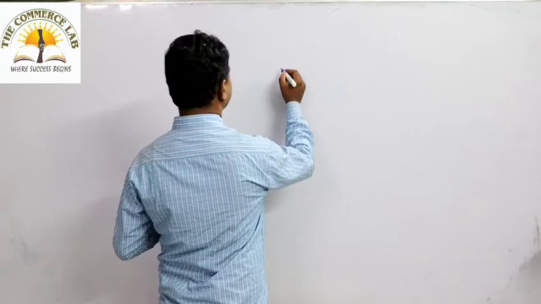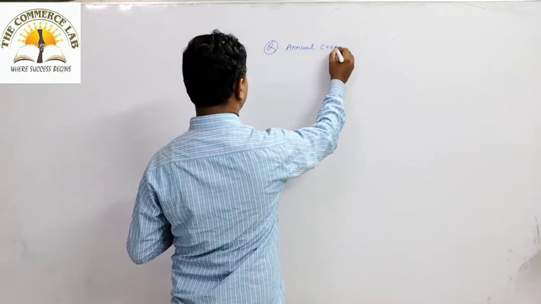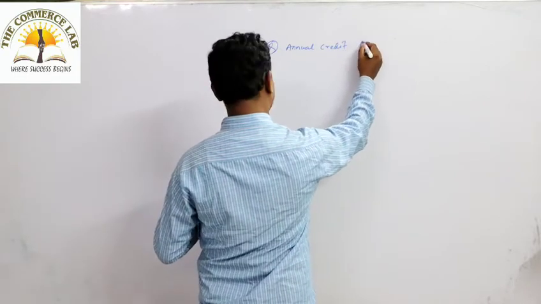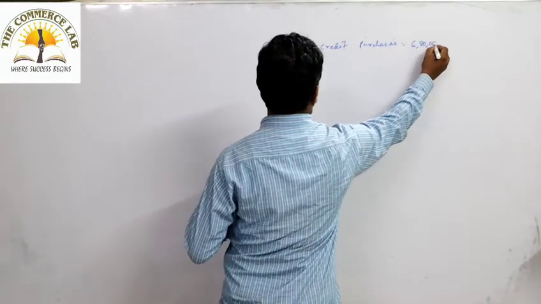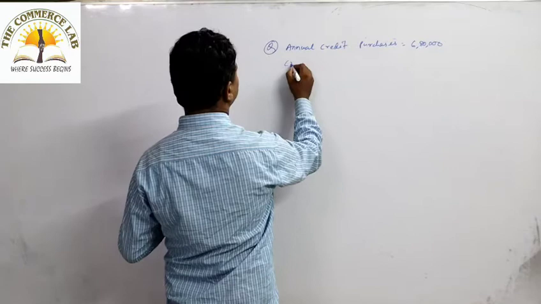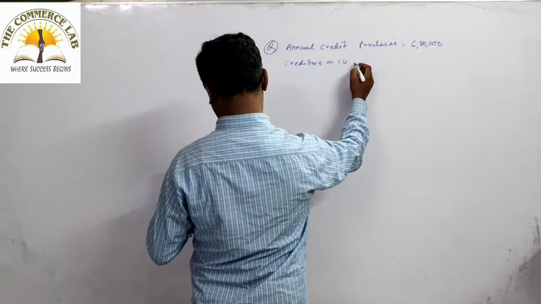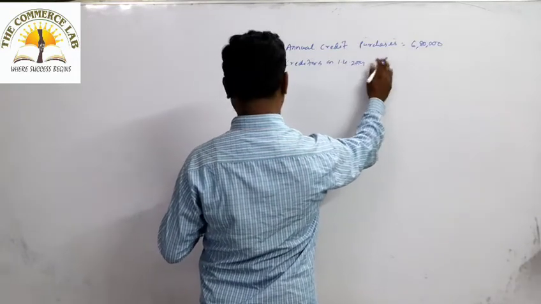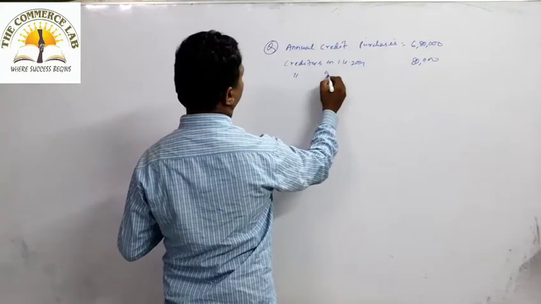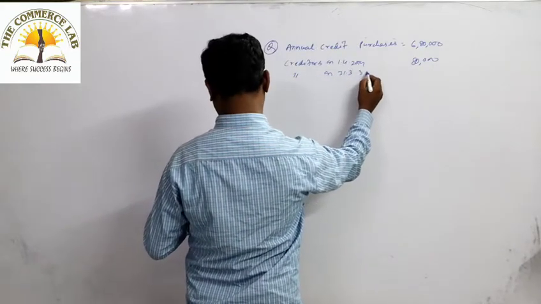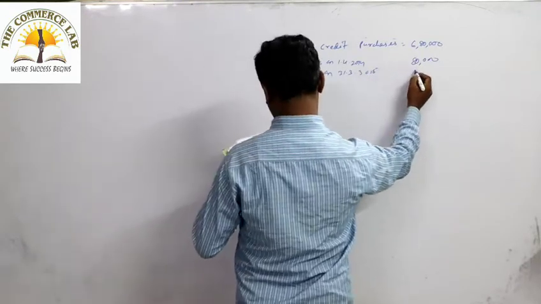Look at what is given in the question. Annual credit purchases are given, that is around 6,80,000. Thereafter, creditors on 1st April 2014, that is around 80,000. Thereafter, creditors on 31st March 2015, that is 60,000.